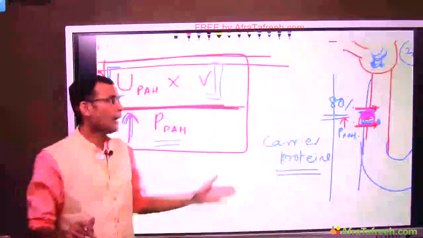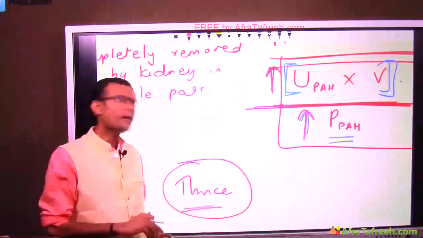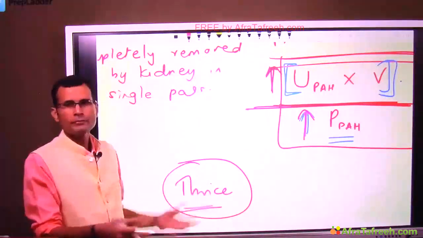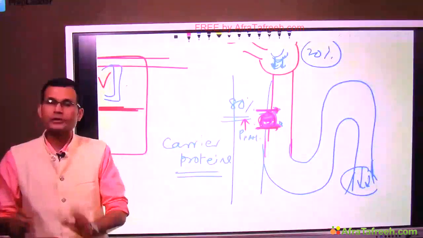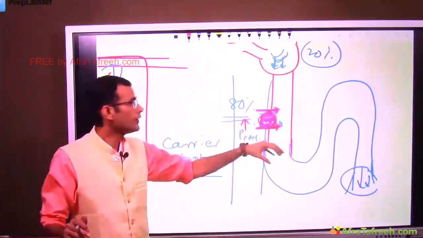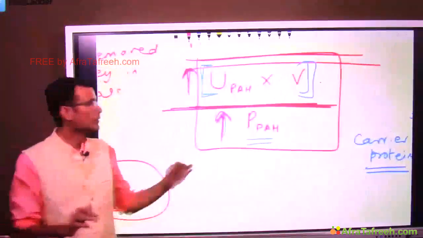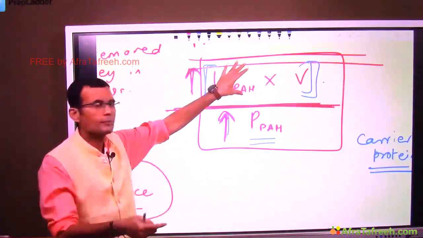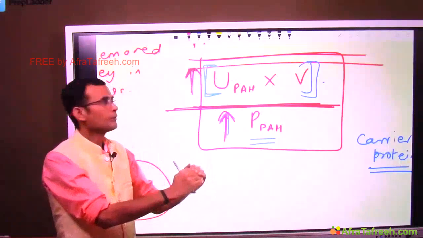So three times high. What happens if you gave thrice the recommended dose of PAH by mistake? Plasma concentration increased by 3 times, erroneously. Now what happens is the carrier gets saturated. So the carrier now cannot increase the rate of secretion anymore. That means after a certain increase in the urinary excretion rate, because secretion rate was increased, now the secretion rate will reach the peak and it will remain constant.